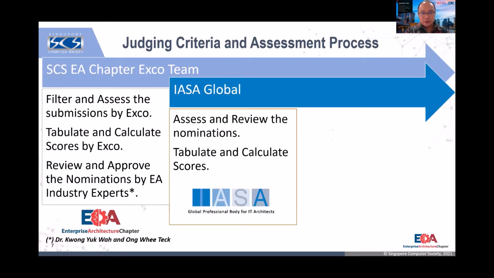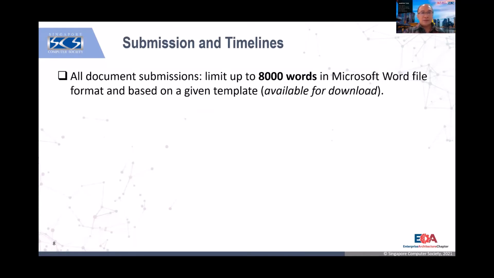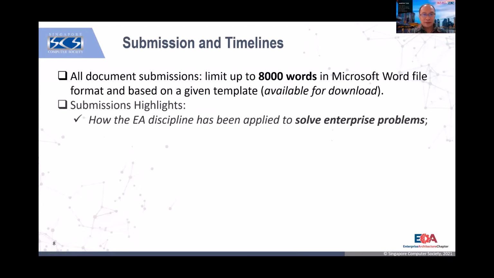And of course, at the second level, we let the ISA Global assess and review our nominations. So basically, we benchmark with the world's best, right? Because we cannot be biased. We also need to get feedback from the international architect community. Then finally, we will nominate and let the SCS council, at the highest level, agree and award the nominees.